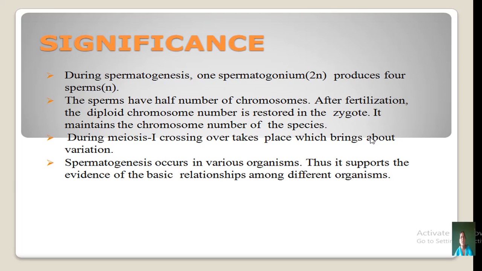During meiosis, crossing over takes place. During crossing over, there is an exchange of genetic material, so it brings about variation. The exchange of genetic material occurs between 2 non-sister chromatids of a pair of homologous chromosomes, due to which variation appears in the next generation. It results in evolution. Also, spermatogenesis occurs in various organisms, so it supports the evidence of the basic relationships among different organisms.